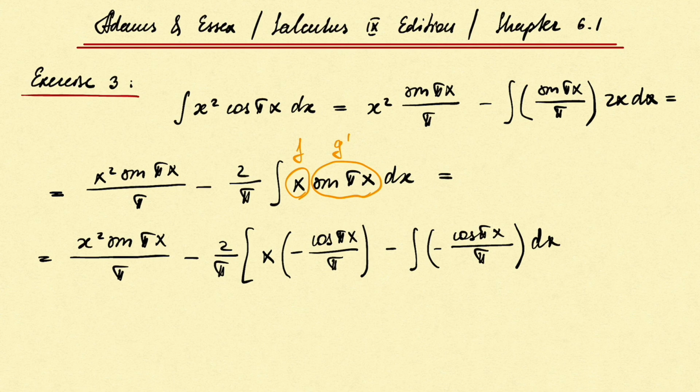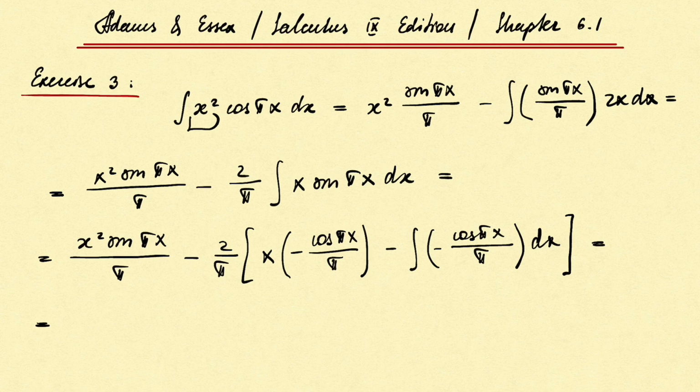So as you can see, we really decreased the degree of our initial polynomial, and we preserved the structure of our trigonometric function, so that we can integrate it now easily.